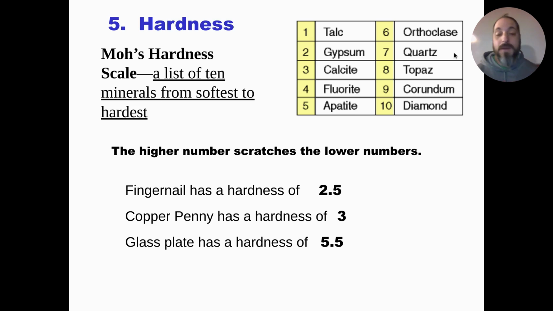Glass plate has a hardness of 5.5. So anything that is below 5.5, so apatite on down, is not going to be able to scratch that glass plate, no matter how hard you press. But everything above it is going to be able to scratch it really easily.